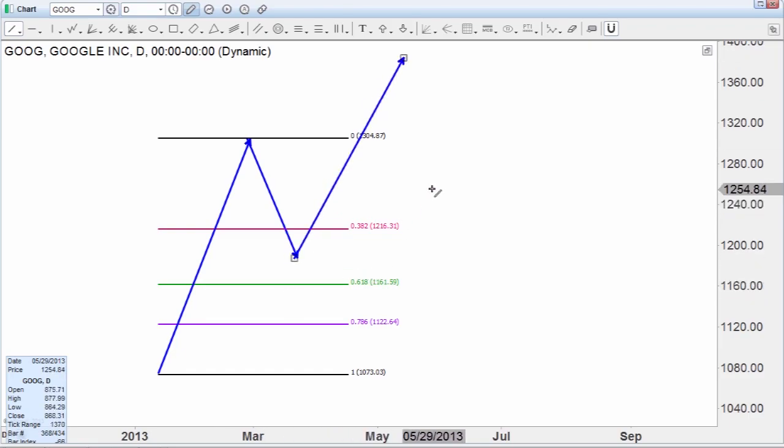And then he says, all right, well, screw this. I know it's not the 382, the 618. Sometimes it doesn't go all the way down there, so I'm going to split the difference.